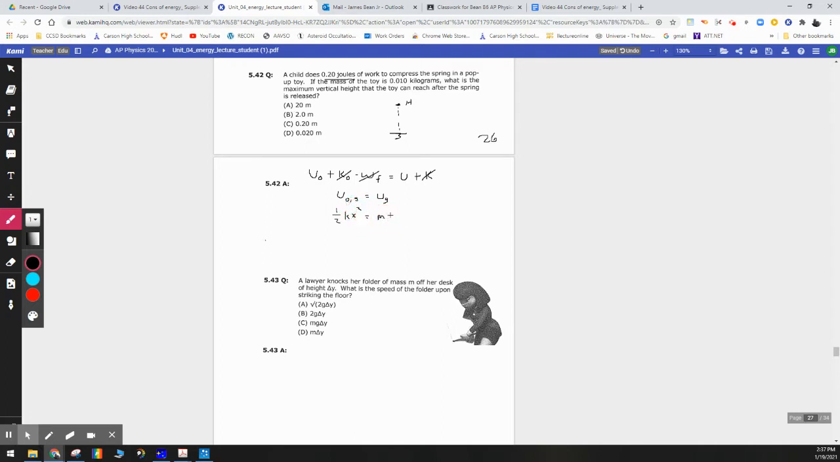So we are given this value right here, and we know the mass of the toy, and we know what g is. All we need to do now is find h. We'll go ahead and pause and let you finish the problem off.